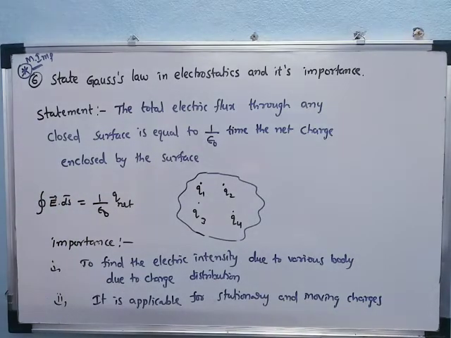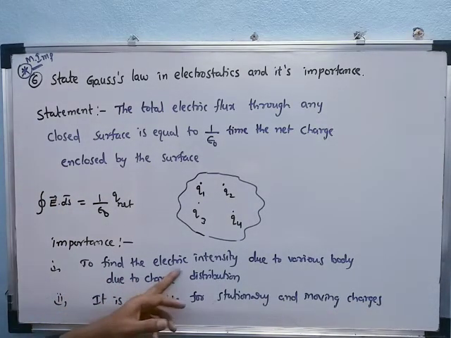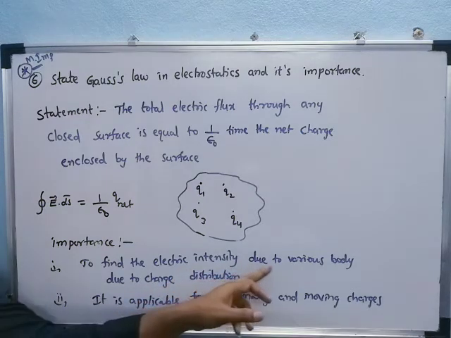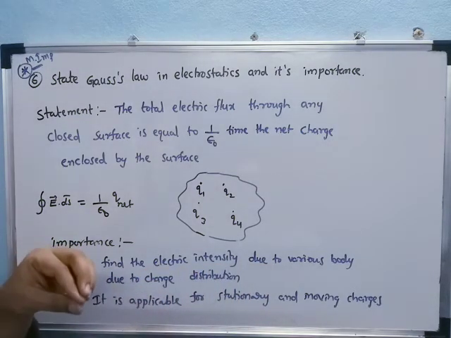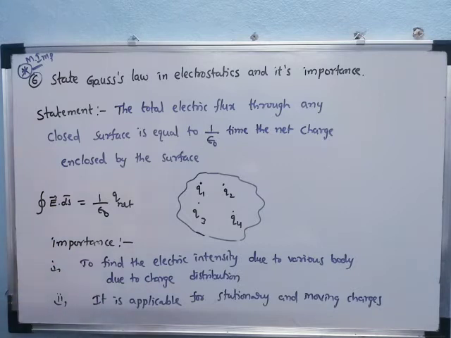See, this is the importance. The first importance is electric intensity due to various bodies. For different bodies, whatever the charge distribution, we can find out the electric intensity using Gauss law. And it is also applicable for stationary and moving charges, that is, a body at rest or a body in motion, we can apply it to both.